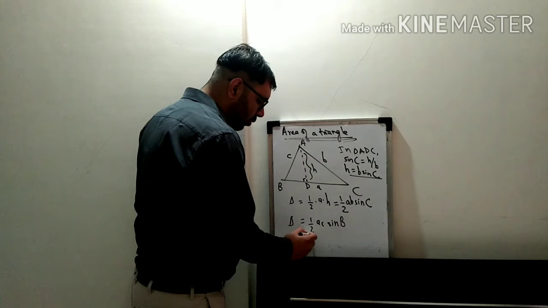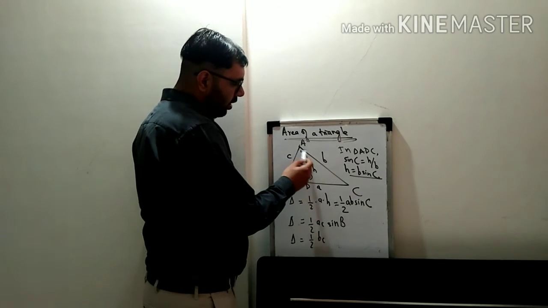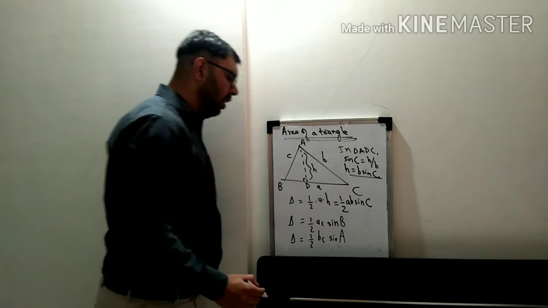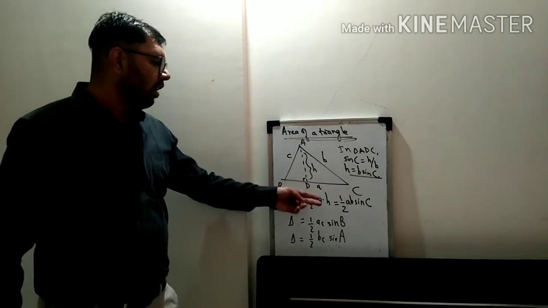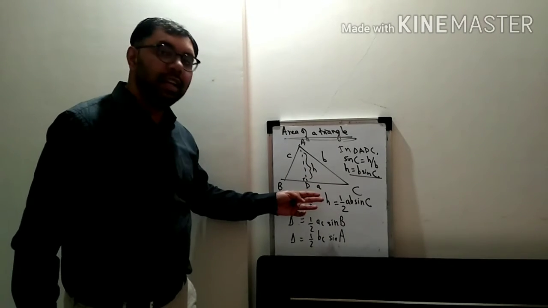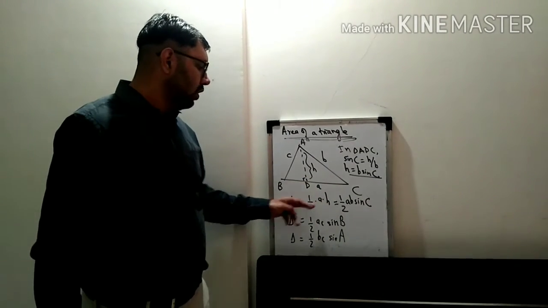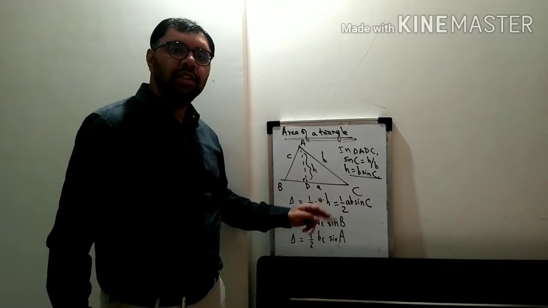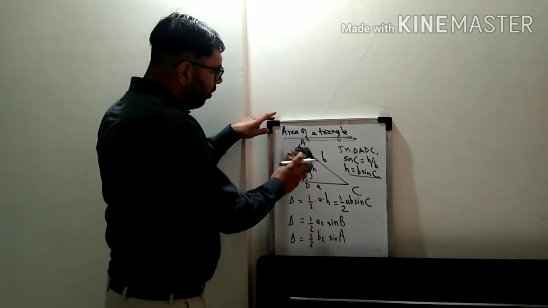And if I am taking half B into C, then in between the angle is A, so I will take half BC sine of angle A. So this is how you prove it. If I want to express area in terms of sides of a triangle, delta I can say is half AB sine C, or half AC sine B, or half BC sine A.